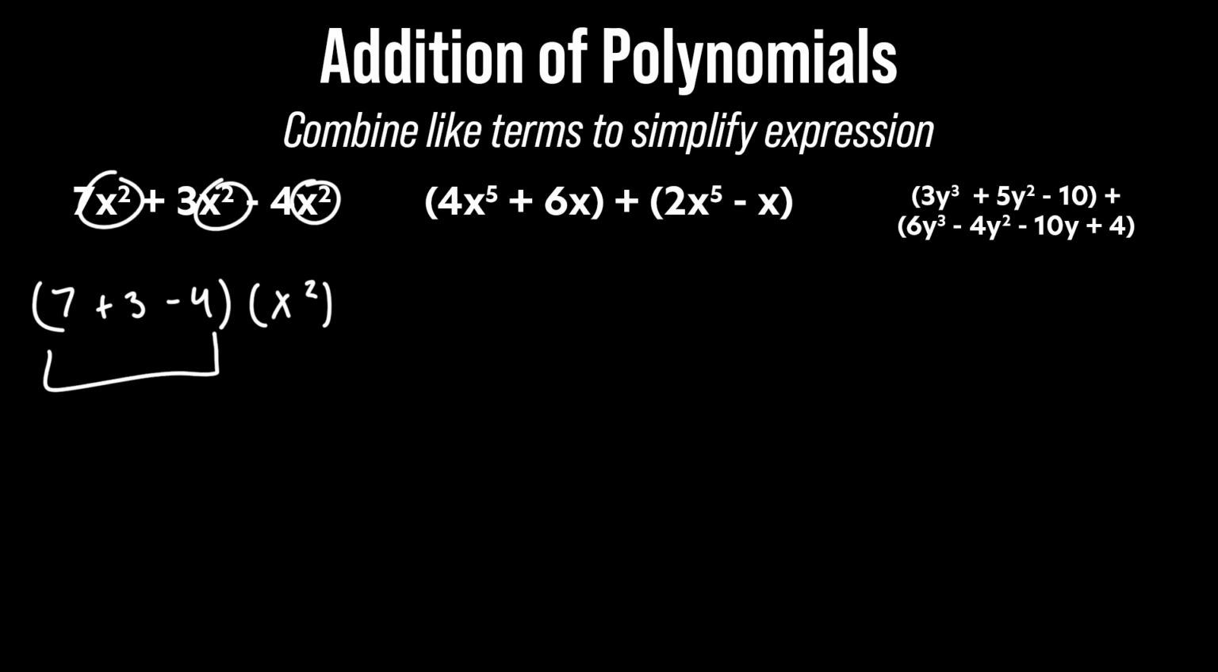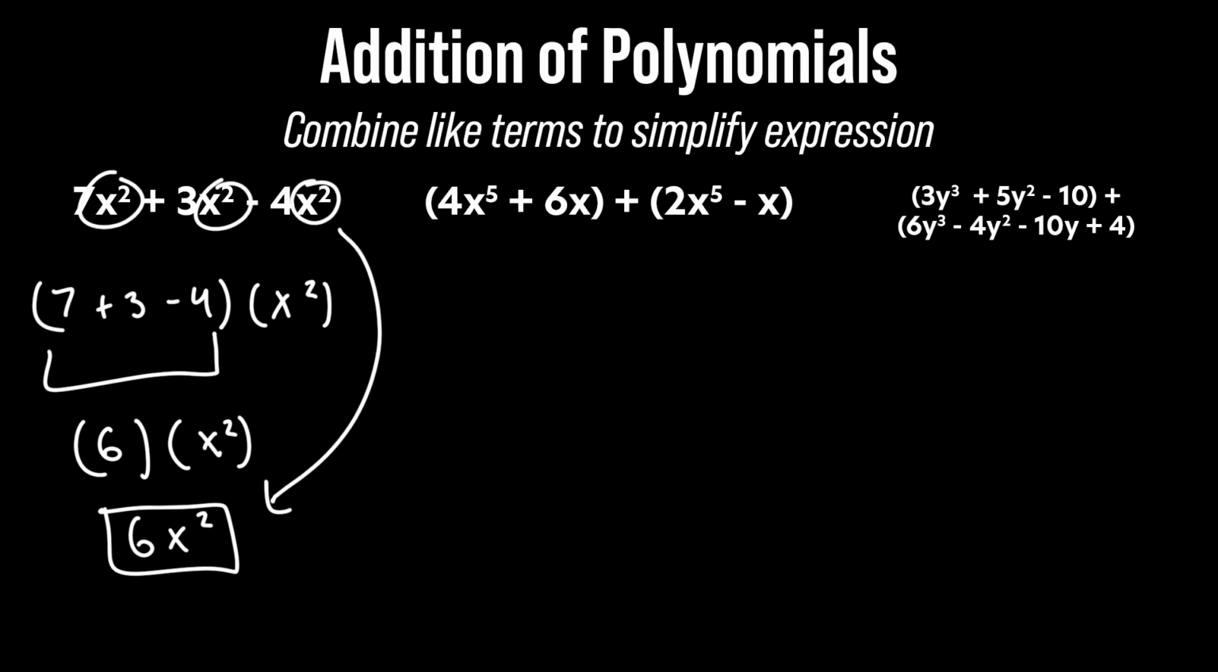If you were to add the values inside the first parentheses, we'd get 7 plus 3 minus 4, which is 6. And we'd have 6 times x squared, and this is going to be equal to 6x squared. So this is our simplified expression from what we started with. Now, there's actually an easier way to do this. It still involves regrouping and combining like terms.